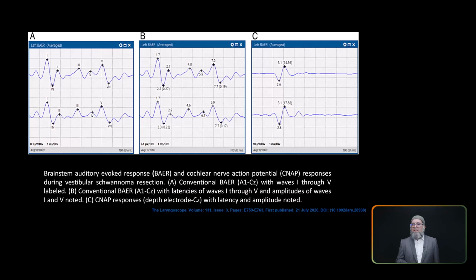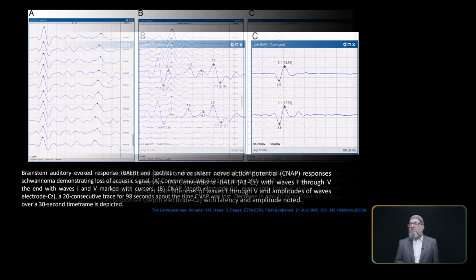In A, we have the regular ABR, brainstem responses, waves 1, 2, 3, 4, 5. And in the left pair, we can see the latency increase from wave 1 to 5. Wave 5 is about 7 milliseconds instead of 5 milliseconds. On the right side, the last one is a compound nerve action potential with the depth electrode referred to CZ, with amplitude.